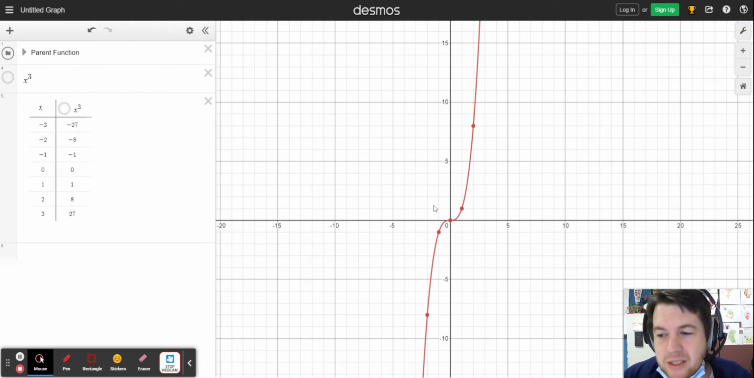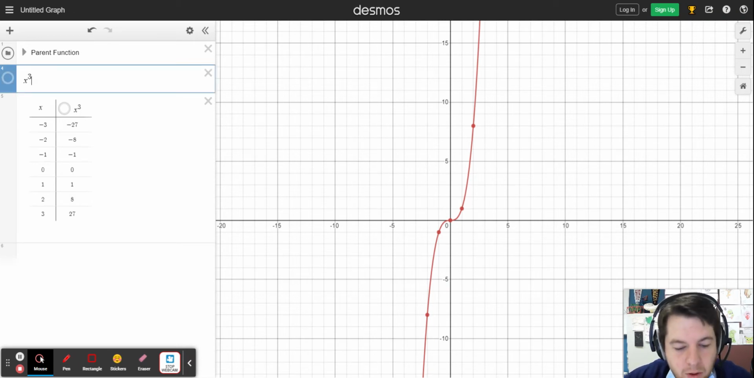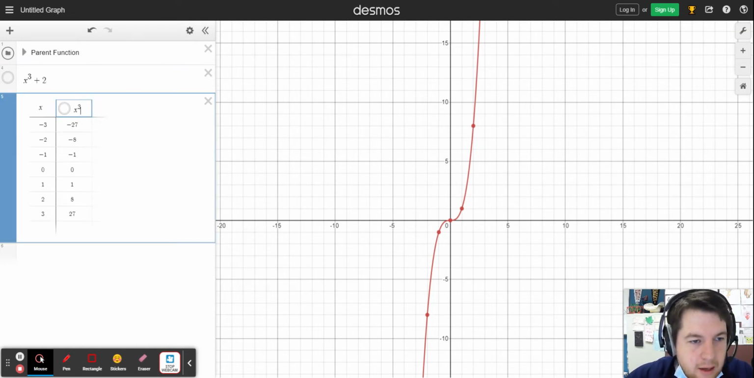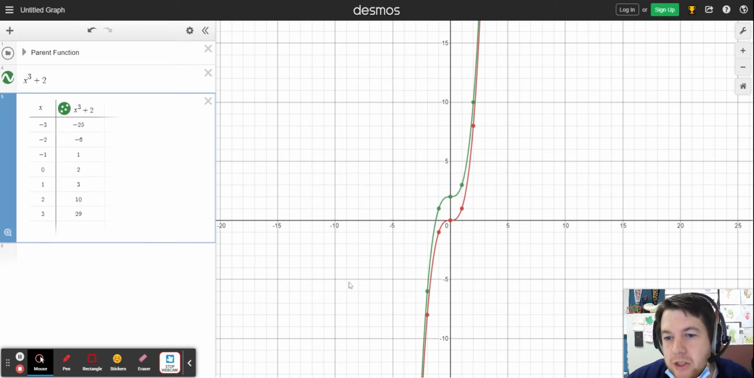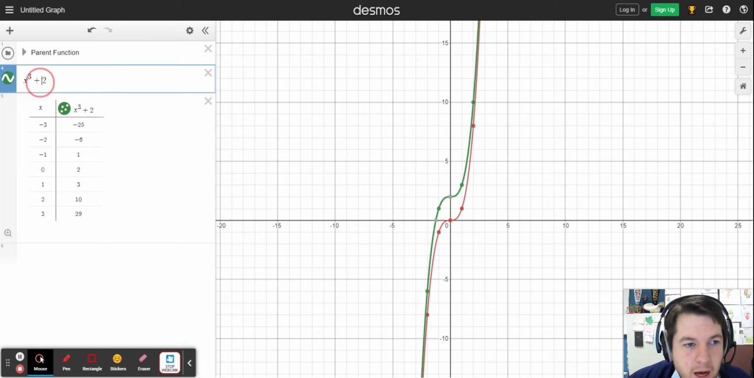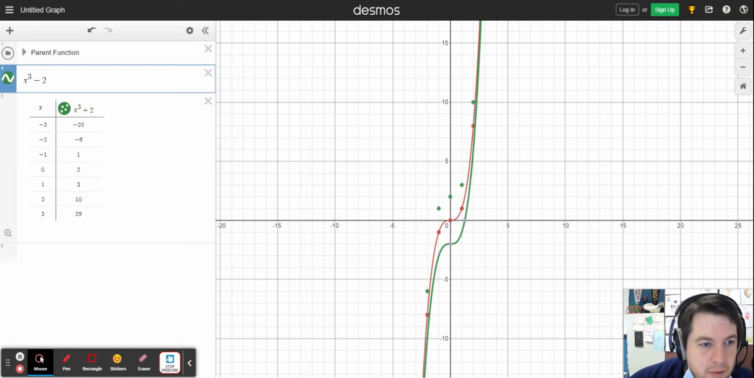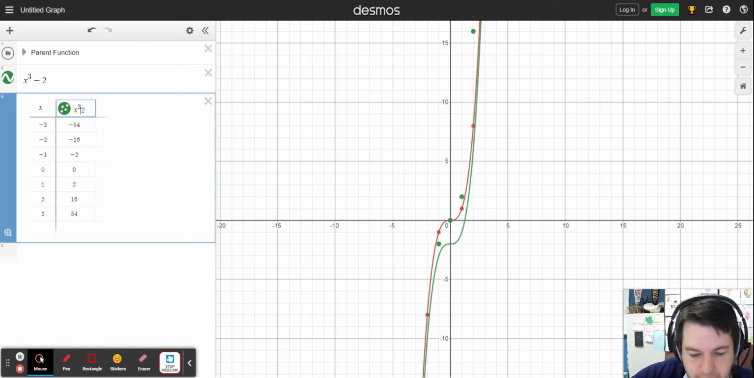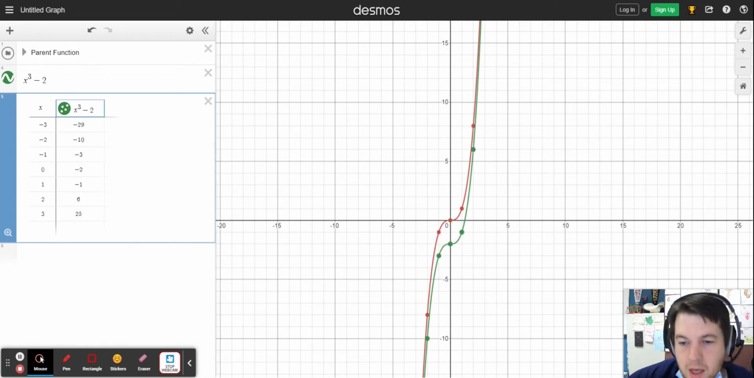Now, this transformation is just like it was with quadratics and just like it was with logarithmic functions. So for example, if I were to add 2 to this, we would see that the graph would be shifted up 2. And we can see that by that green function there. Now, if I subtracted 2, you can see that the points all move downwards too.